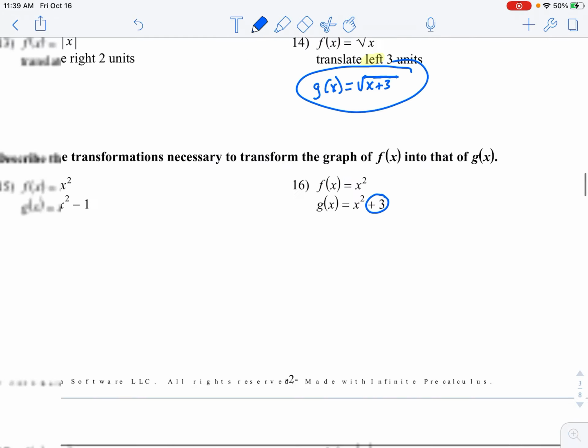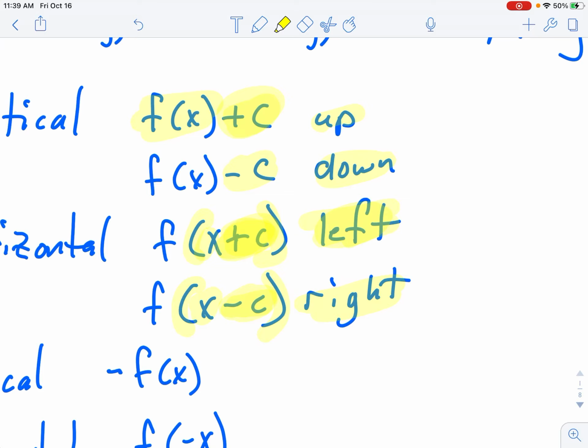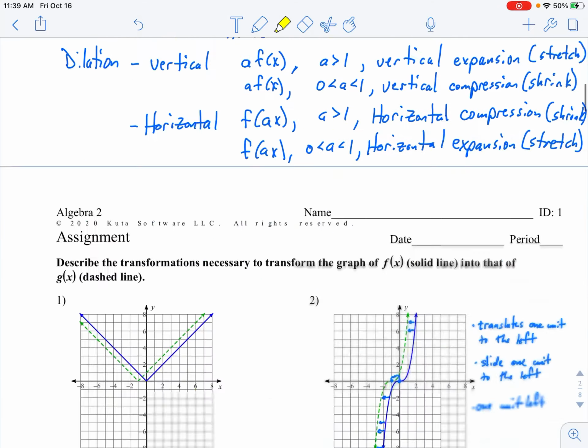Right here. So there are 2 situations where you add a number, right here and right here. Wow, right here doesn't really do much. I am just accidentally deleting a bunch of stuff. Okay, I think all I deleted was that.